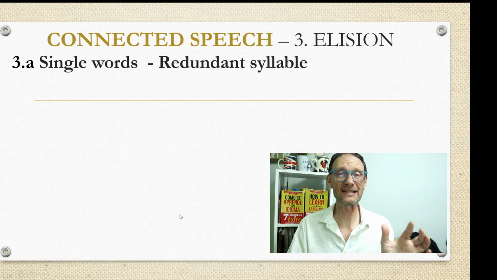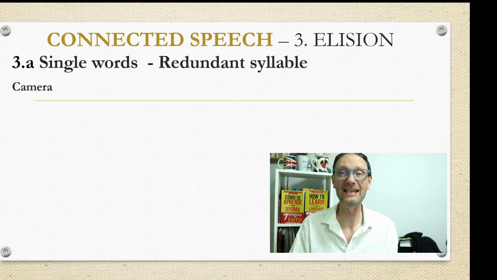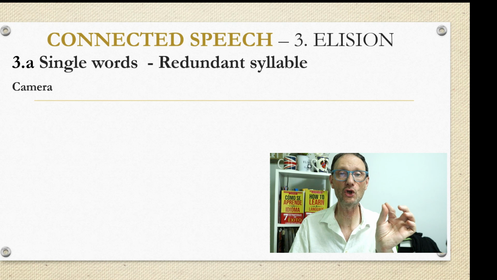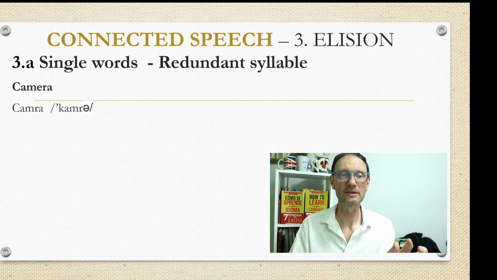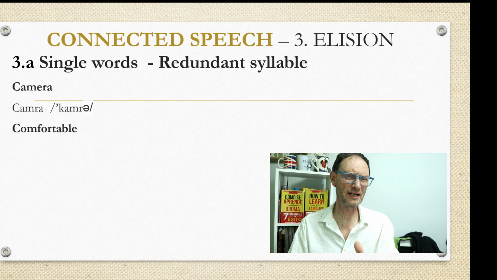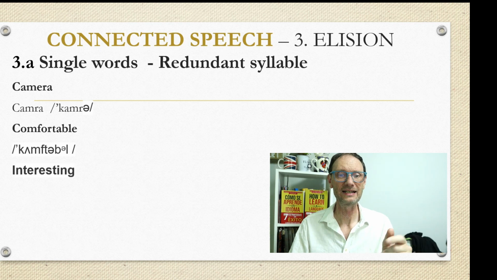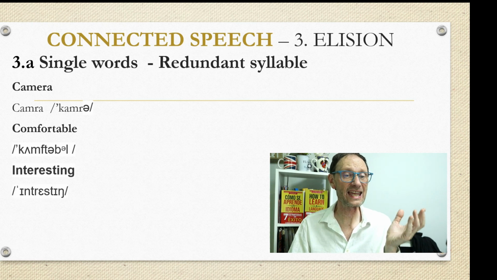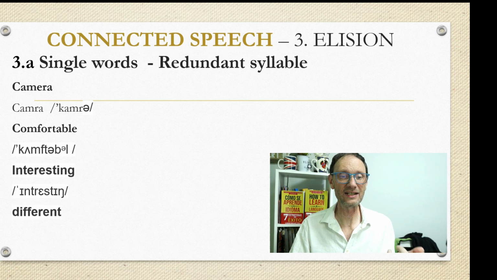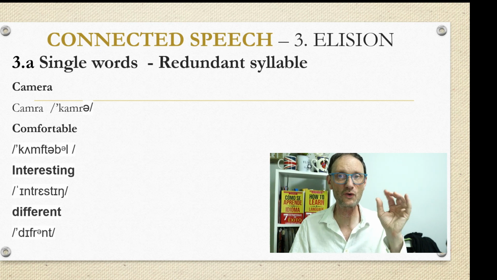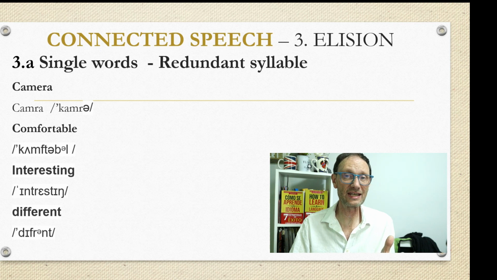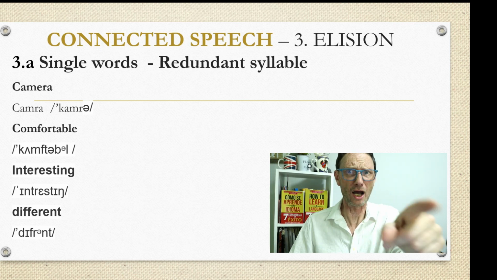Well, in single words, you might have a redundant syllable. For example, in camera, which has a schwa, we'd say camera. In comfortable, this is a favourite, isn't it, that you see in your English classes, we'd say comfortable. So another syllable disappears. Interesting. So the E disappears and we get interesting. And another one, different. Different becomes different. So remember these, they're very common words, and if you say them like this, it will sound much more natural. They'll say, are you British?